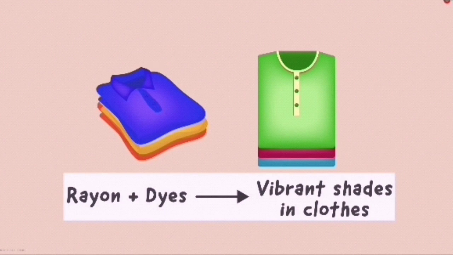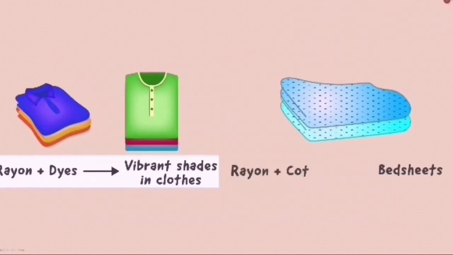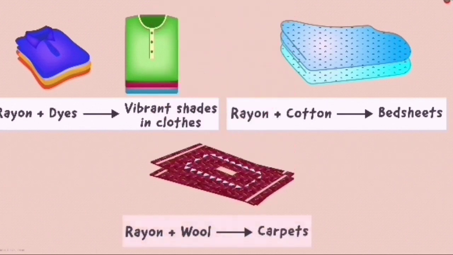Not only to make clothes, but it can be used in making bed sheets also, when it is mixed with natural fibers like cotton. Can we mix it with any other natural fibers as well? Yes. Rayon can also be blended with wool. This helps us to get soft, shiny fibers that can be used to make carpets. That's all about rayon.